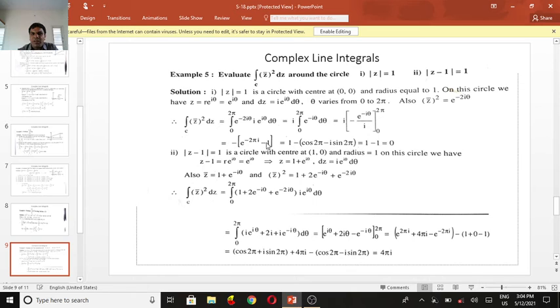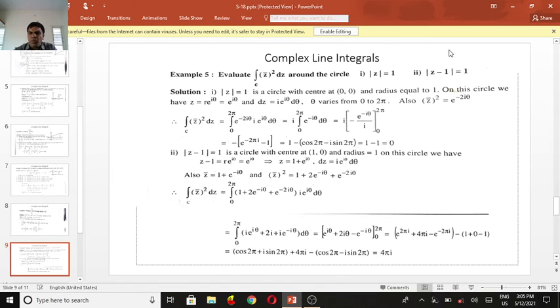Taking minus of minus, you get plus 1 minus e power 2 pi i. Coming to the cos theta plus i sin theta form, where theta is 2 pi, you get cos 2 pi minus i sin 2 pi. Cos 2 pi is 1 and sin 2 pi is 0. So 1 minus 1 becomes 0.